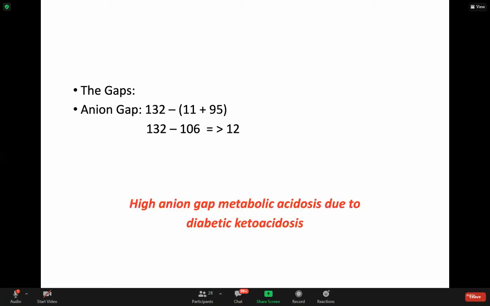طيب بعد كذا الخطوه الثالثه احسب الجاب ولا لا؟ كم الanion gap عندي هنا؟ anion gap الصوديوم ماينس بايكارب بلس كلورايد كم تطلع؟ 130 ناقص 11 ناقص 95. كم تطلع؟ 132 ناقص 106 كم تطلع؟ 26. 26 معناتها اكثر من 12 صح؟ واذا كانت الanion gap اكثر من 12 what do I call this؟ High anion gap metabolic acidosis due to diabetic ketoacidosis.